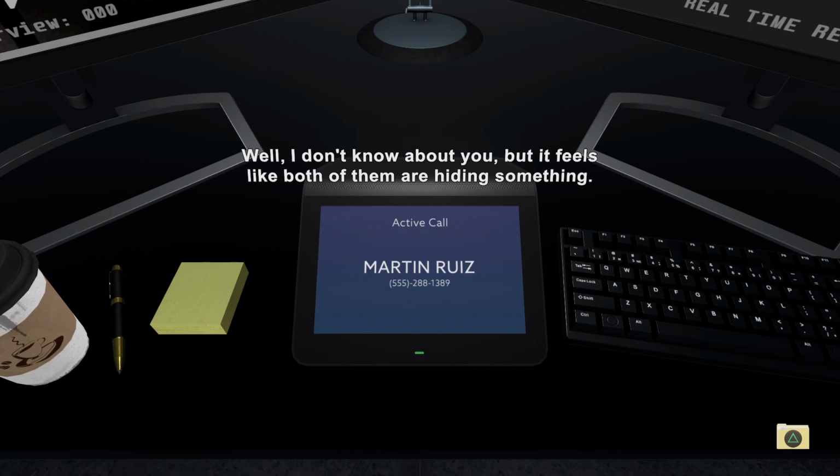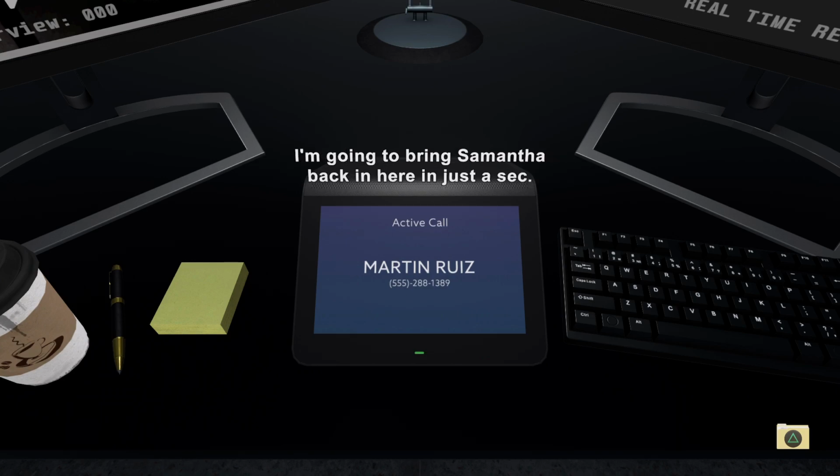Well, I don't know about you, but it feels like both of them are hiding something. Yes, I'd agree, Martin. Feels off. Elliot seems a bit too nonchalant for my taste. Yeah. I'm going to bring Samantha back in here in just a sec. I want to see if I can pry some more information out of her. Look, before we do that, we really need to think about how we want to approach this. I think that if I put some pressure on her, she'll crack for sure. But honestly, I'm conflicted.